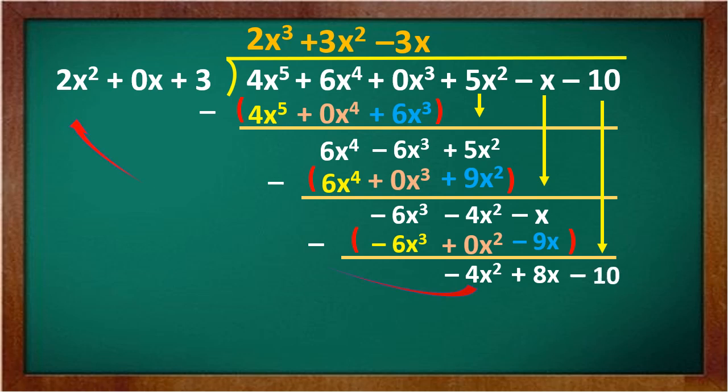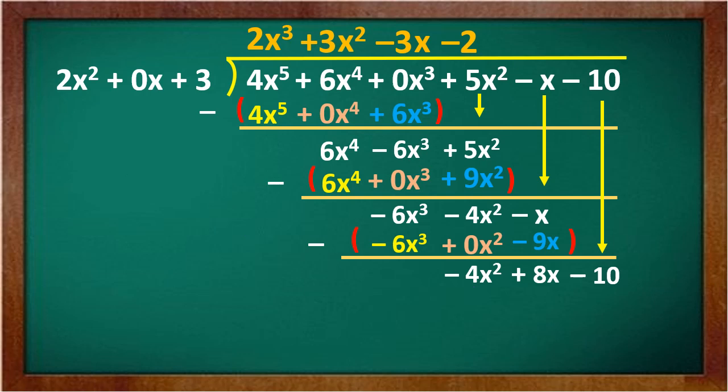And then, divide again the first term to the first term of divisor. So, negative 4 divided by 2, that is negative 2. x squared divided by x squared, syempre, that is equal to 1. So, hindi na natin sinusulat kasi negative 2 times 1, negative 2 naman. So, ang term natin doon ay negative 2.